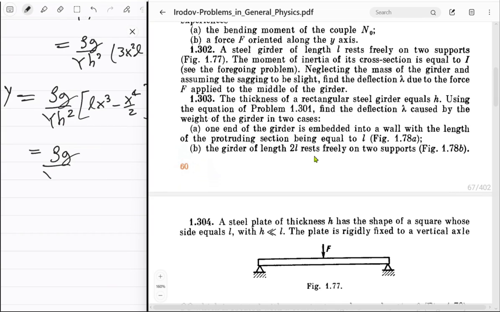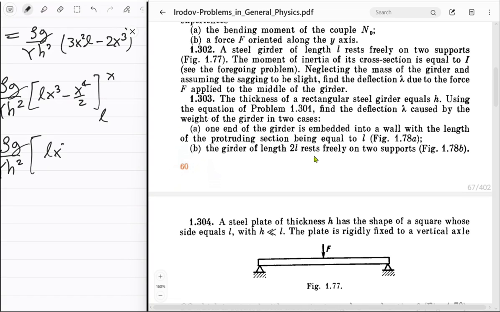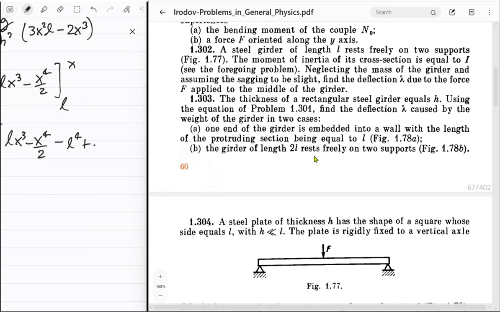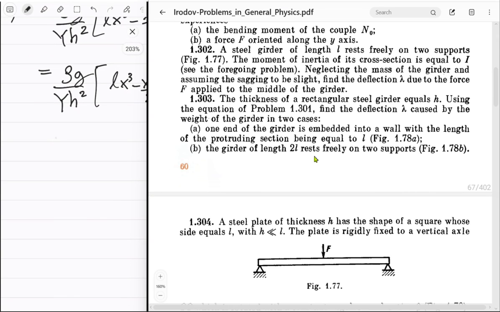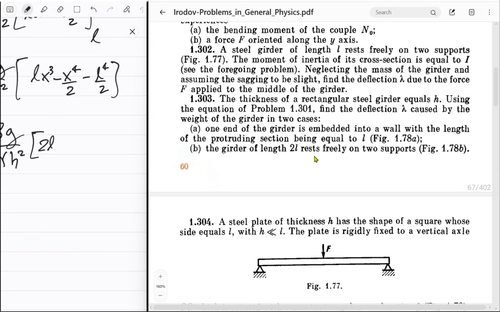Rho g upon Young's modulus h squared, and then you got this Lx cube minus x power 4 upon 2 minus L power 4 plus L power 4 upon 2. Perfect. Which is basically just minus L power 4 upon 2. Okay, rho g upon 2 Young's modulus h squared, and then you're going to have this thing: 2Lx cube minus x power 4 minus L power 4.